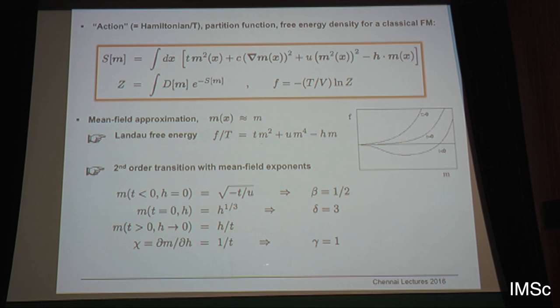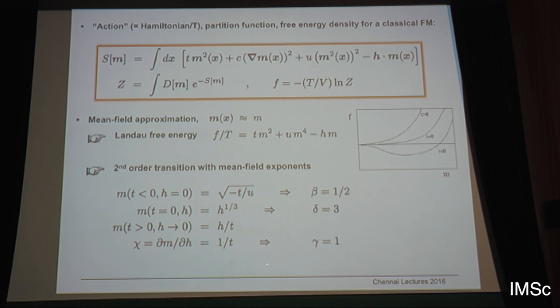So to get an idea of what might happen, let's do a very simple approximation. Let's do what Pierre Weiss did and just ignore fluctuations of the magnetization. Let's say the thing is a constant, independent of position, just equal to a number m. Well, in that case, we can do the functional integral. We don't have to do any integral at all. We just plug in numbers.